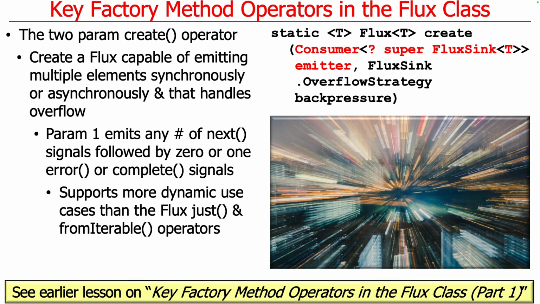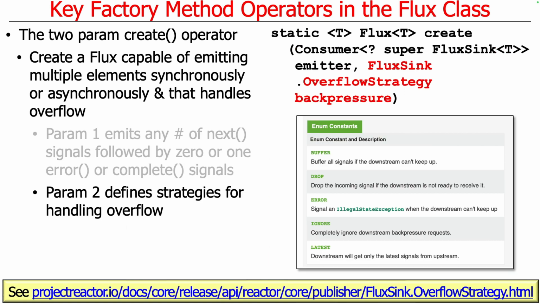As with the one-parameter version of create, this supports more dynamic use cases than the very simple Flux factory method operators like flux, from iterable, from, and so on and so forth. The second parameter is used to define the strategies for handling overflow. And there's a bunch of them. We're going to talk about them. We've talked about them before.